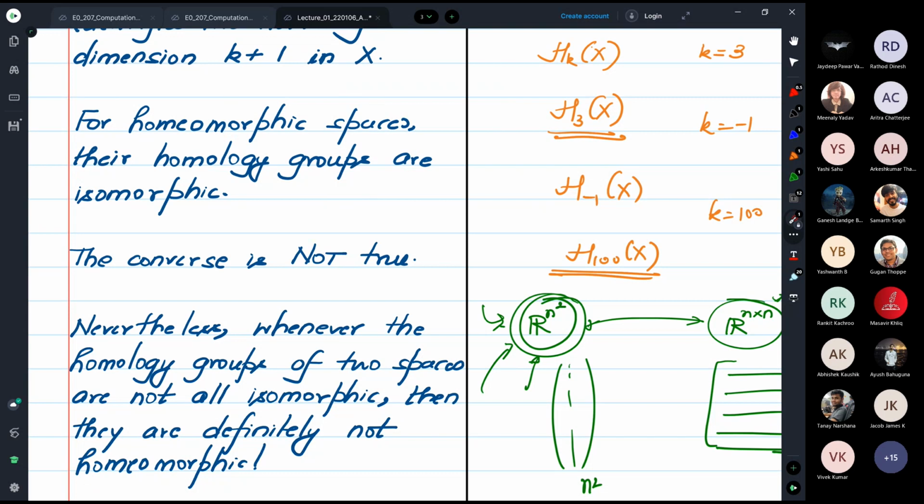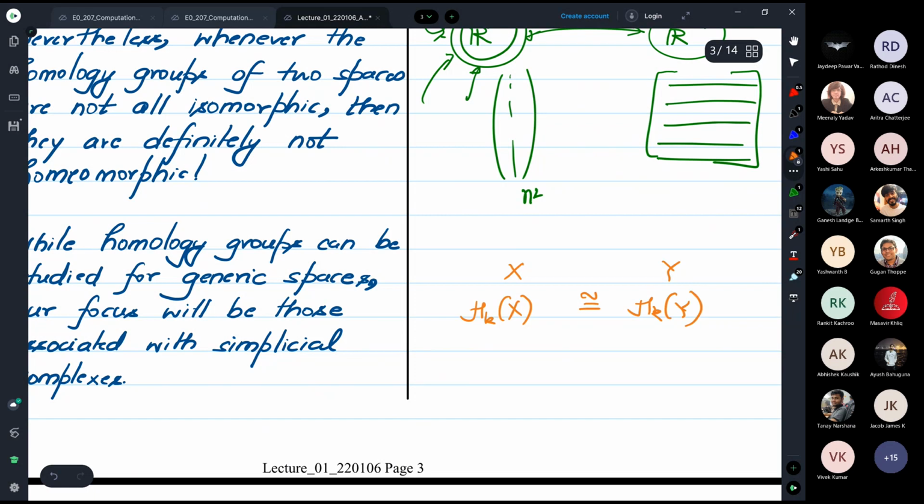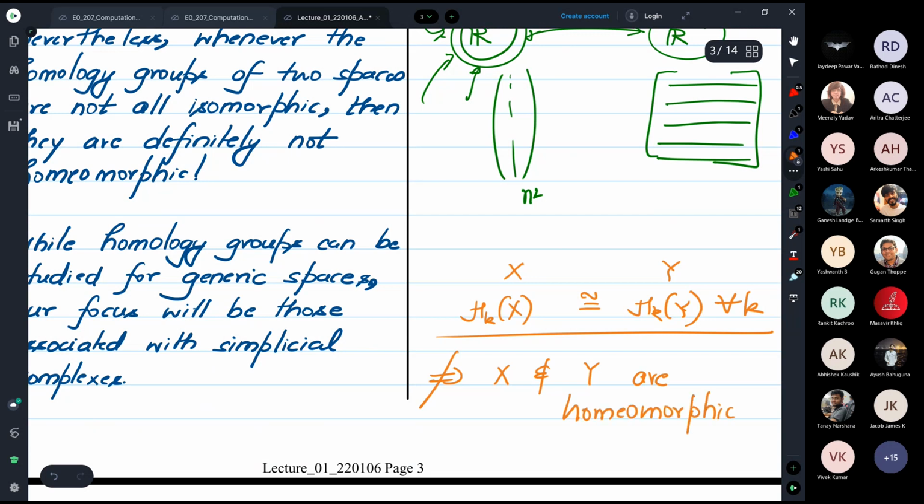However, you also need to keep in mind that the converse is not true. Converse is not true means the following. Let's say x and y are two spaces, and let's say Hk of x is isomorphic to Hk of y for all k. So let's say you manage to show that every homology group associated with x is isomorphic to the corresponding homology group associated with y. This does not imply that x and y are homeomorphic.